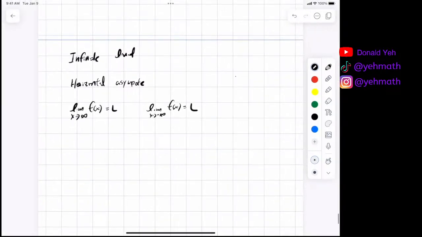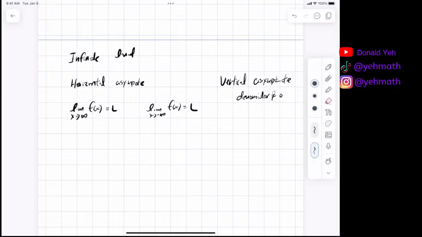Now let's recall something, how to find vertical asymptote. Vertical asymptote is when the denominator is equal to 0, right? Is the denominator equal to 0? Actually equal to 0, sorry. And that's how you find a vertical asymptote. Horizontal asymptote is this.